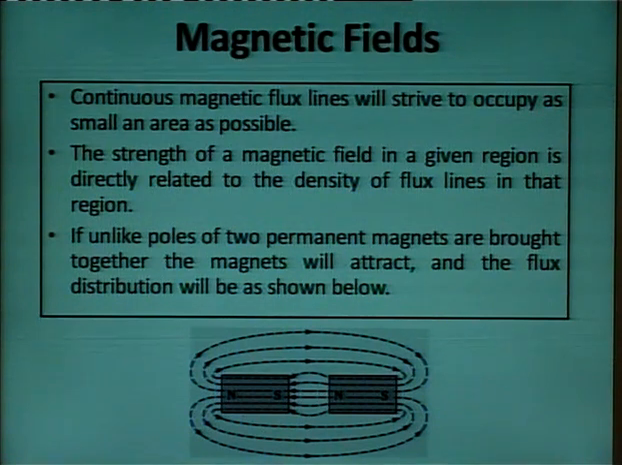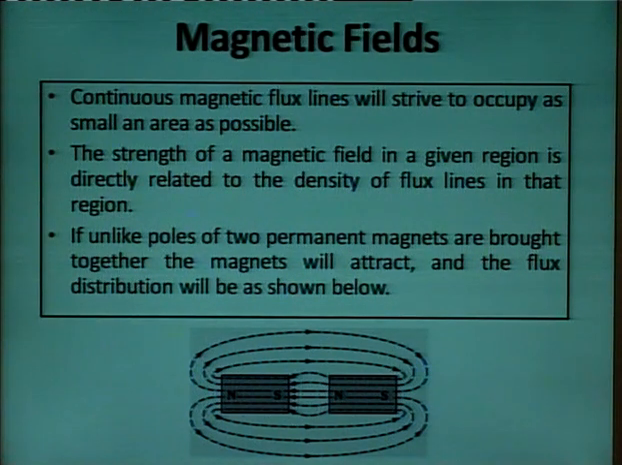The strength of a magnetic field in a given region is directly related to the density of the flux lines in that region.